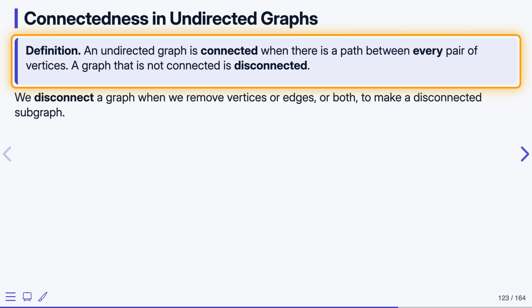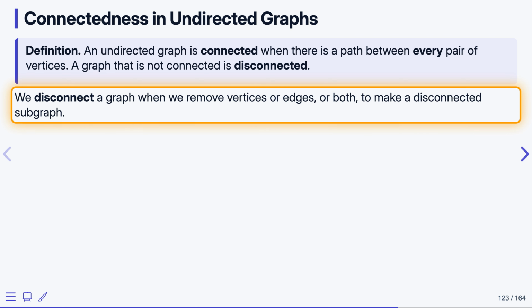Now we ask a simple question about a whole graph. Can we travel between any 2 vertices? If we always can, the graph is connected. If some pair has no path between them, the graph is disconnected. Notice how strong the definition is. It is not enough for most pairs to be joined. Every single pair must be. And when we remove edges or vertices and break a graph into pieces, we say we disconnect it.